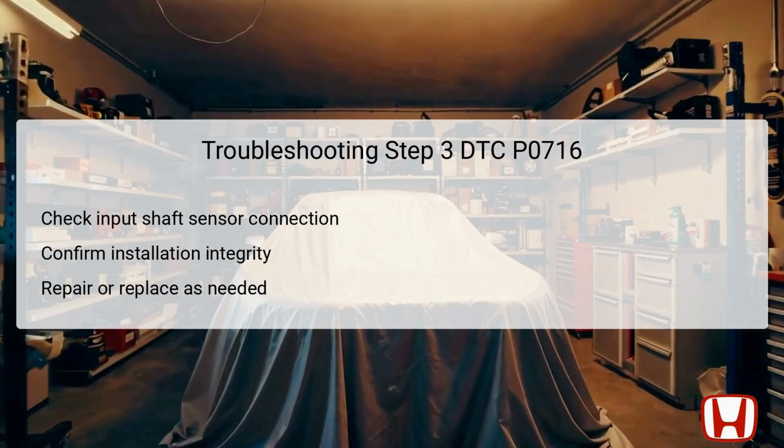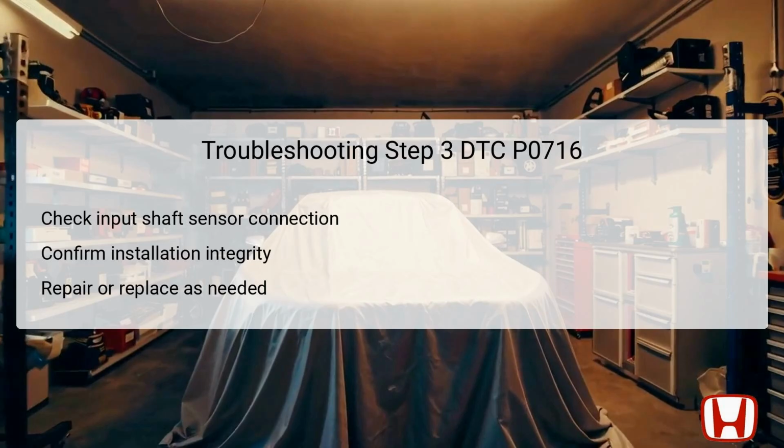During the third step, the focus shifts to the input shaft speed sensor's connections and installation integrity. It is imperative to evaluate whether the sensor's installation is secure and that the electrical connections are intact. If the installation and wiring are confirmed to be correct and secure, the next action would be to replace the input shaft speed sensor itself, as it may be malfunctioning.